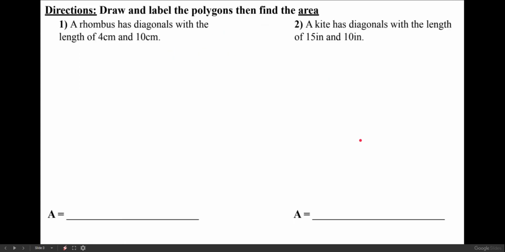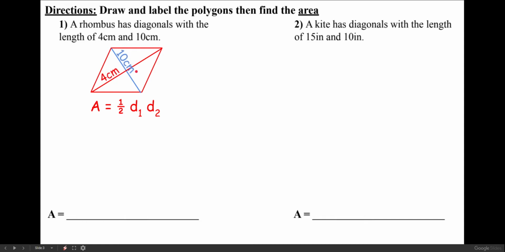All right, let's get to some examples. Draw and label the polygon, then find the area. A rhombus has diagonals with the length of 4 centimeters and 10 centimeters. Here is my rhombus. Basically, draw a diamond and draw some diagonals in there. Now, you may be thinking, this does not look like 10 centimeters. That should be twice the length of this one. But you're drawing your own picture, so it doesn't matter. I don't even know if this is possible, but it's okay. It's just an example. So 4 centimeters and 10 centimeters is our rhombus.